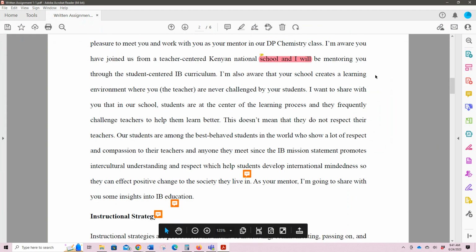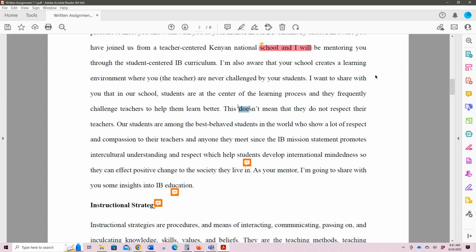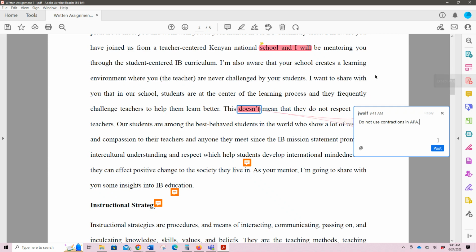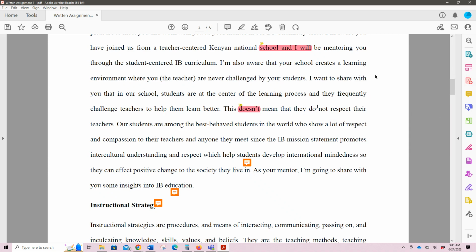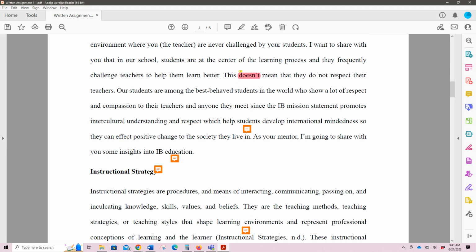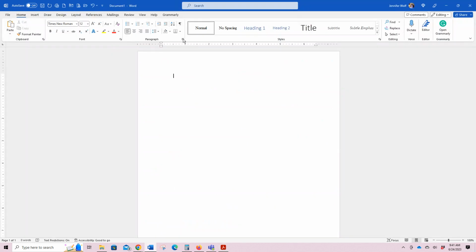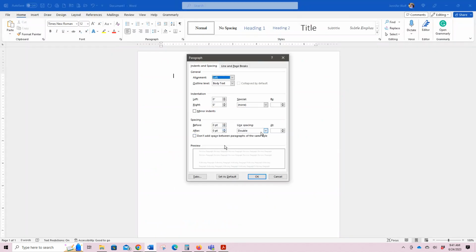Okay. So, I didn't highlight this. Do not use conjunctions in APA. So you need to spell out, I said conjunctions, I meant contractions. Do not use contractions in APA. Okay, so what they should put is "this does not mean." Okay, so I know that, so here's another one. Okay, spell it out. All right, so here what I was saying, remove that extra spacing, and that's based on the settings in Microsoft Word where you have 0 and double space.